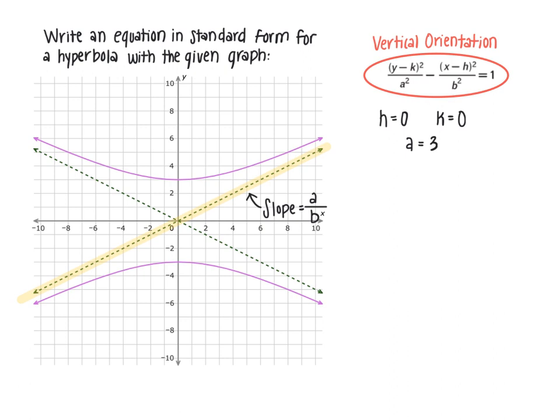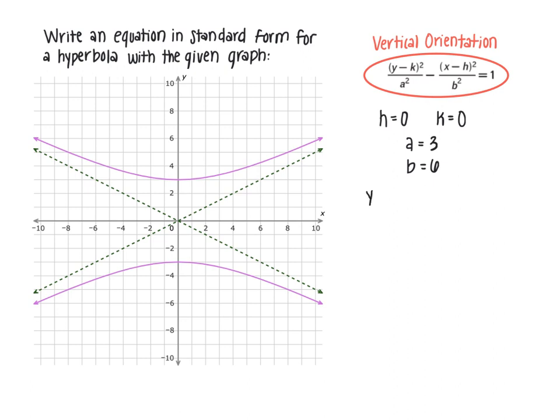So if we remember that slope is rise over run, that can help you figure out what this ratio is. A is going to be how far you rise, and B is going to be how far you run. So based off of this information, we know that B equals 6. Now that we have everything that we need, we can write out the standard form equation of our hyperbola.